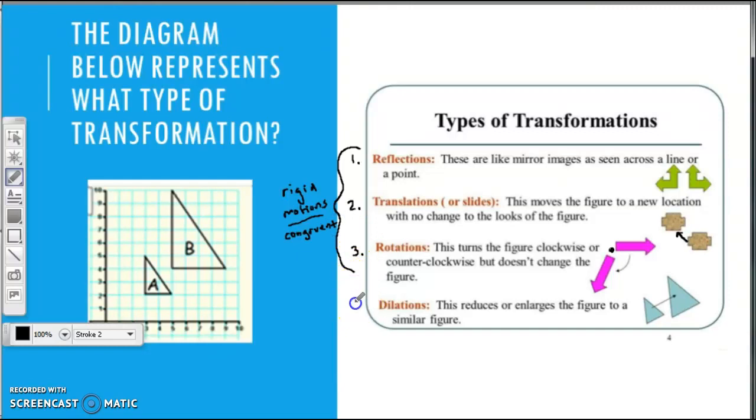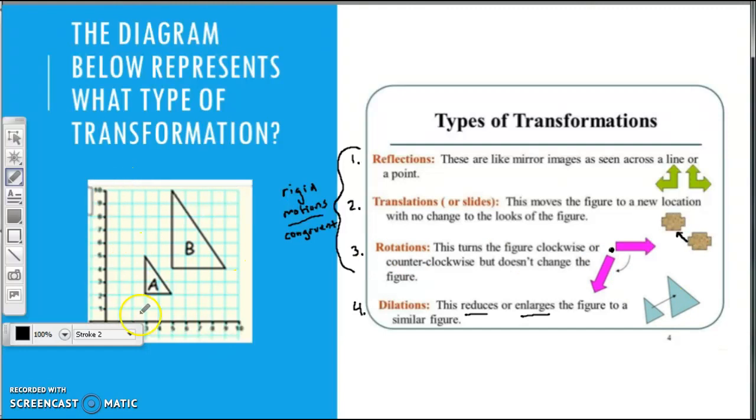Then we talked about dilations. And dilations end up with a different size. They reduce or enlarge a shape. In these 2 little blue triangles over here, notice that the little one is enlarged to get the bigger one. I like to think about matchbox cars. A matchbox car is 1/64th the size of a real car. So if we blew it up to make it a real car, we would dilate it or enlarge it.